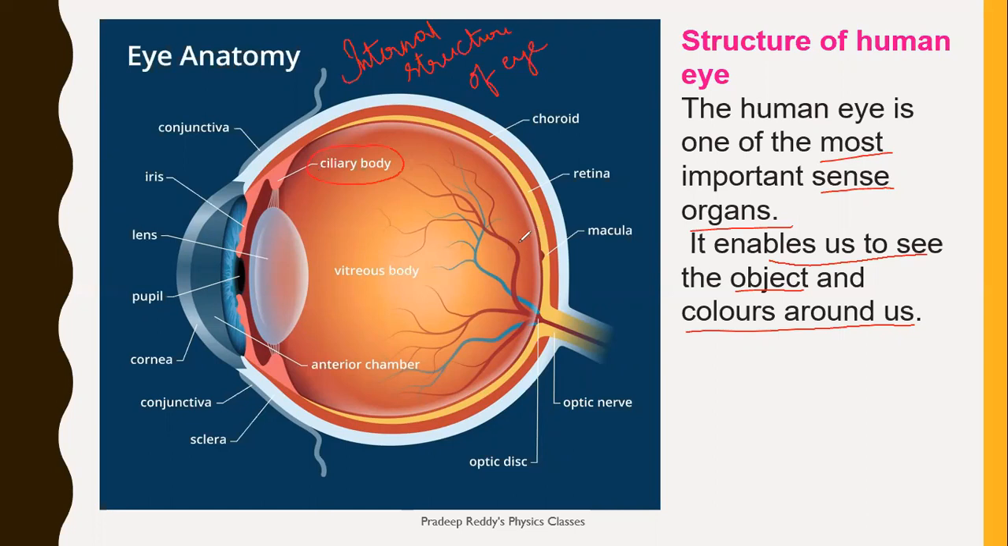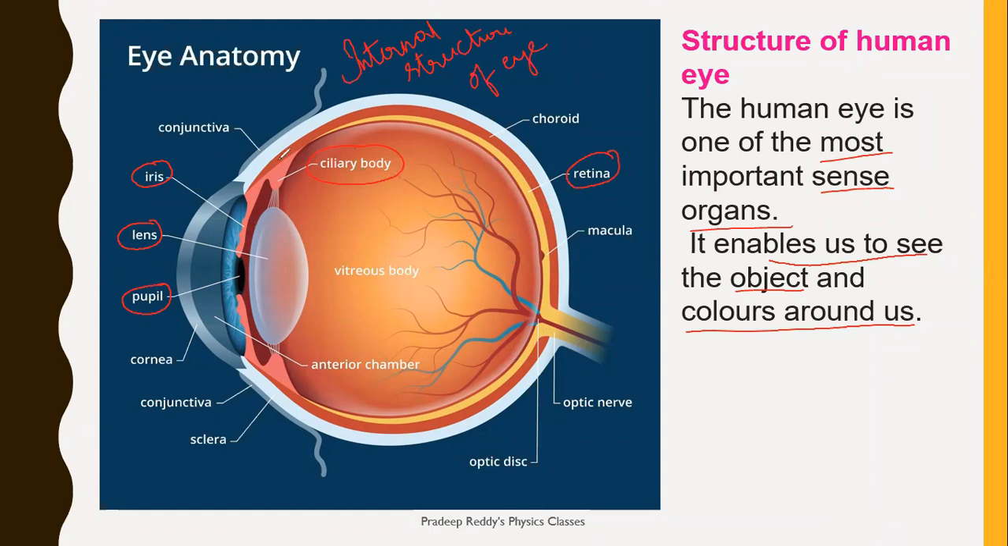One is ciliary body, and the other one is iris, and the other one is lens, and the other one is pupil, and the next is retina. These are the terms which I have circled here on the slide. Those terms you should be familiar with. In the next coming topics we will be using these terms. That is the reason why you need to learn the anatomy of eye.